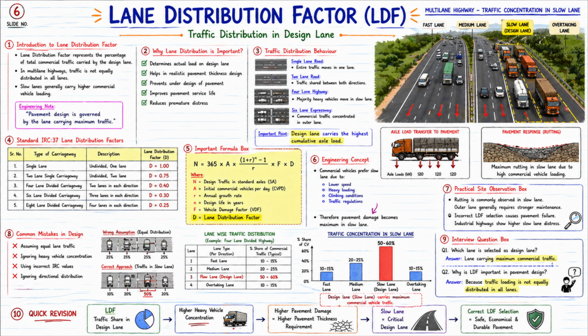Eight: common mistakes in design. Assuming equal lane traffic. Ignoring heavy vehicle concentration. Using incorrect IRC values. Ignoring directional distribution. Now look at the diagram below. In the wrong assumption, traffic is assumed equal. But in actual field condition, the slow lane carries maximum heavy traffic.